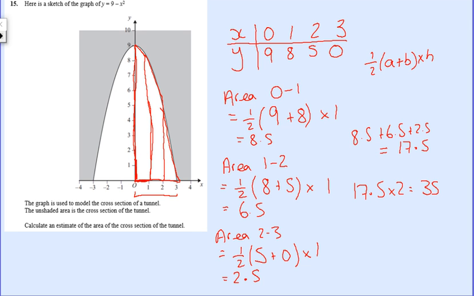And actually on the mark scheme, because it's dependent on how many trapeziums you do, because you could split it up further if you wanted to, the mark scheme says you can have an answer between 35 to 36.